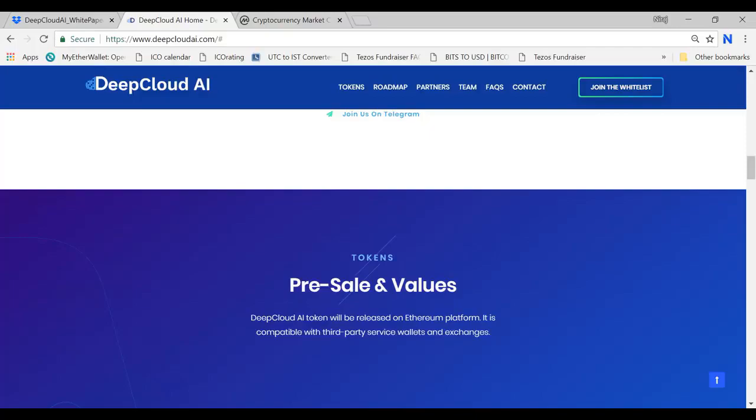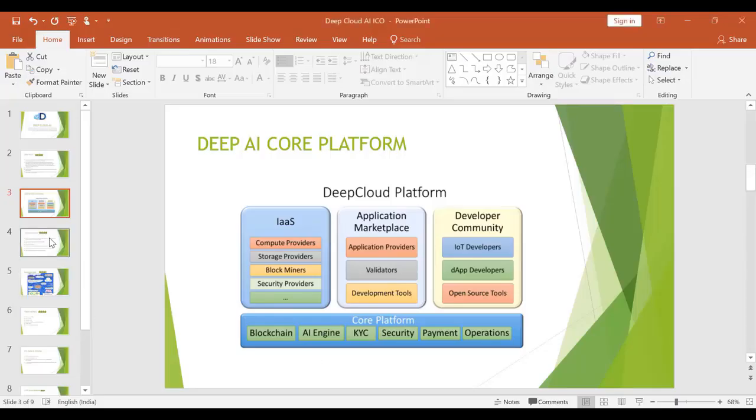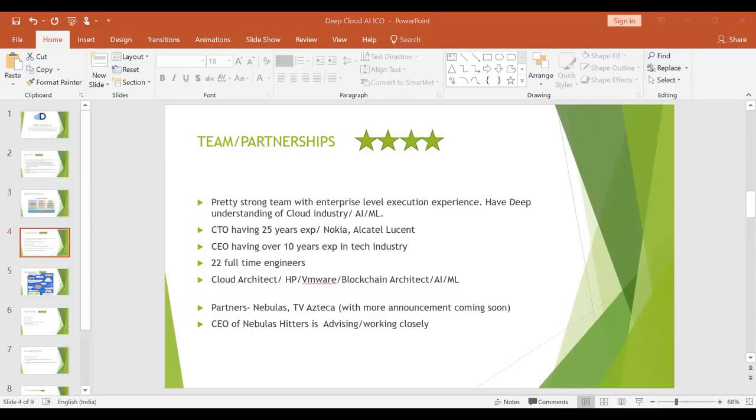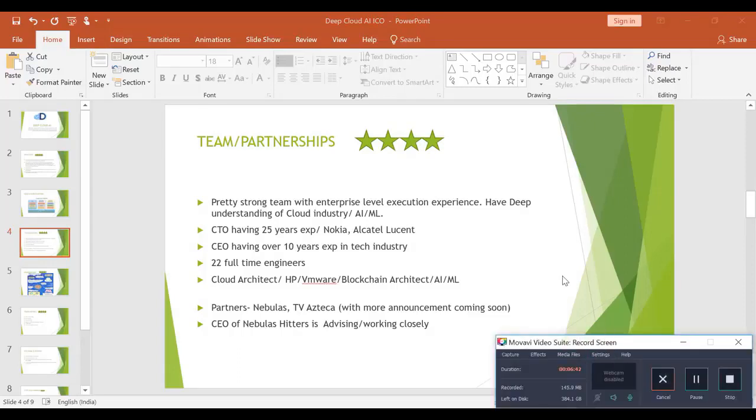Moving on, guys, I will talk about the team now. So let's look at the team and the partnerships. They have a pretty strong team. I was looking at the team profiles on LinkedIn, and I have seen people having enterprise level execution experience. They have in fact executed big projects, and they have the capability to drive this project, and they have a deep understanding of the cloud industry and machine learning. So let's look at the team profile.